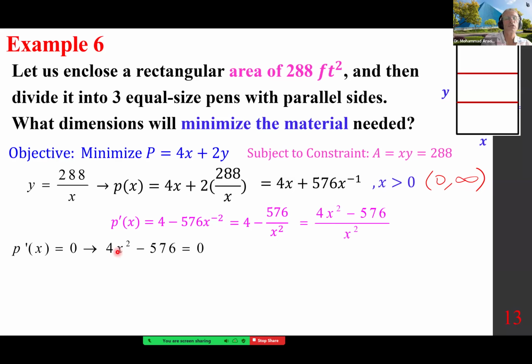This means 4x squared is 576, so x squared is 576 divided by 4, which is 144. So x is plus or minus the square root of 144, or plus or minus 12 feet. x has to be positive because it represents a dimension. So only x equals 12 feet is acceptable.